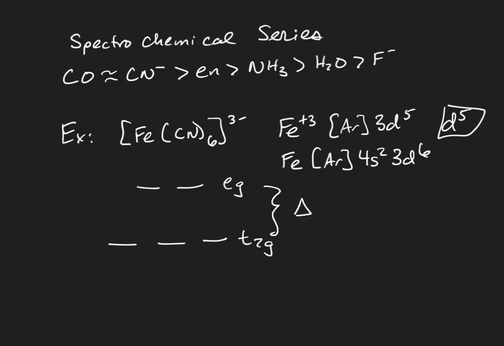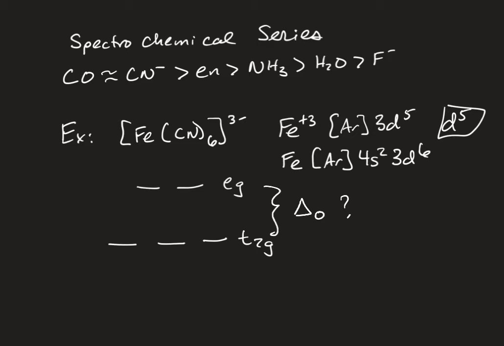I have to know something about the size of this delta O. Is it large or is it small? Because that's going to dictate the way I put the electrons in. If it's a large energy gap, then I'm going to fill the t2g level before I go up to the eg. If it's a small energy gap, then the energy to pair up the electrons is going to be more than moving up to the next level, and so I'll fill them differently.